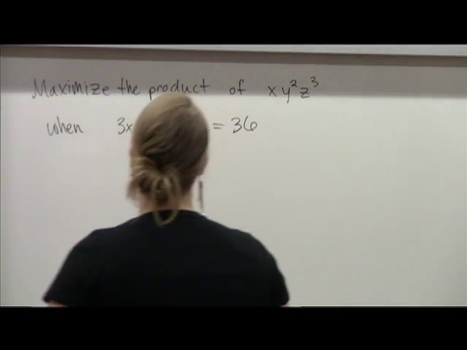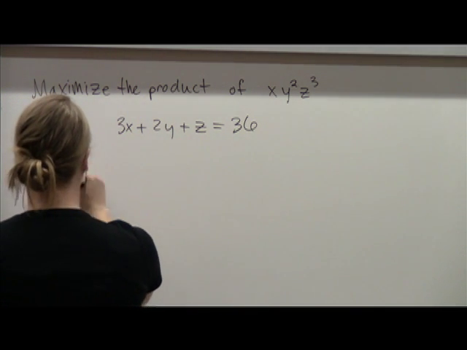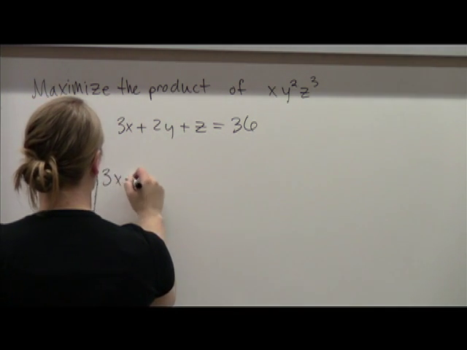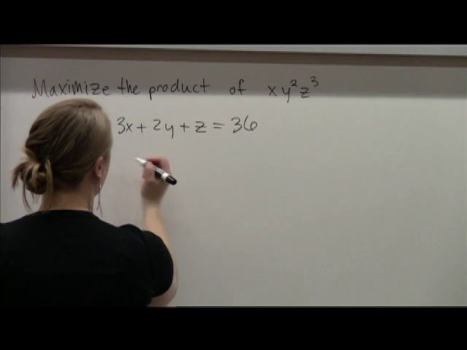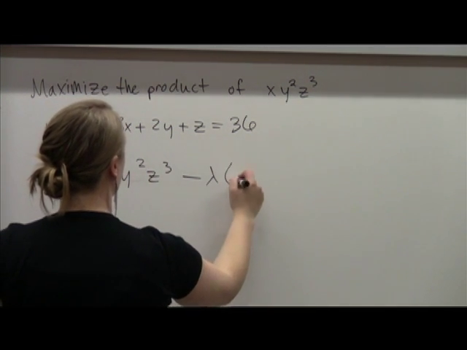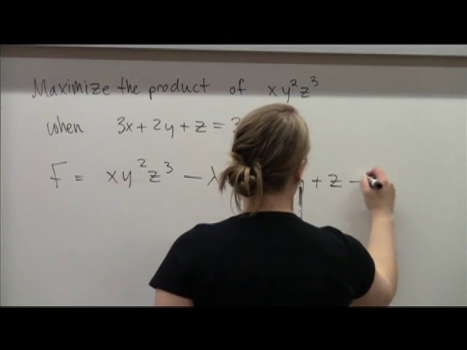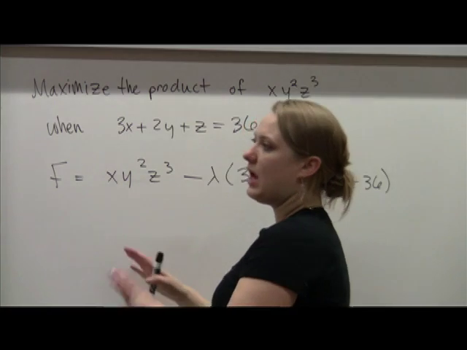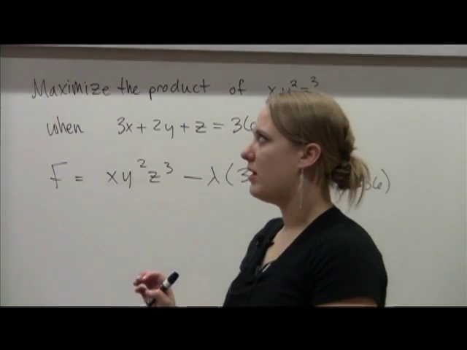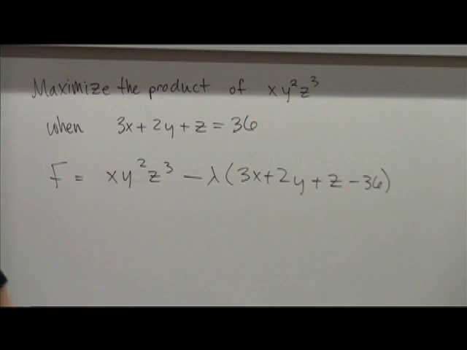Okay. Maximize the product of this and that. Okay. So we say f equals 3x plus 2. No, I lied. We want this one. xy squared z cubed minus lambda times 3x plus 2y plus z minus 36. Okay. I'm going to write down the steps you need to memorize over there. And then I'm going to let you guys work on this while I write down the steps.